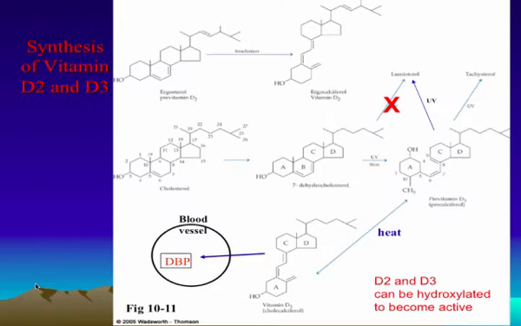So both D2 and D3 forms have what we call vitamin D activity. We're going to spend a few minutes on this one. This is the synthesis of vitamin D2 and D3. This top part, if you want, you can circle this because this one's kind of separate. So here is vitamin D2, ergocalciferol. It's made from ergosterol, a steroid in plants and yeast.